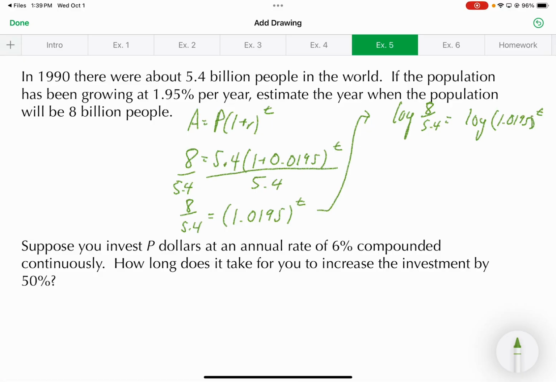And then the process is the same. The numbers are just more difficult. You got one left in there, Charlie. Good Lord, man. Is it the logs that you're allergic to? Allergies are bad this time of year. All right, so log of 8 over 5.4 equals t times log of 1.0195. Okay. My last step is division. It's log of 8 over 5.4 divided by log of 1.0195.